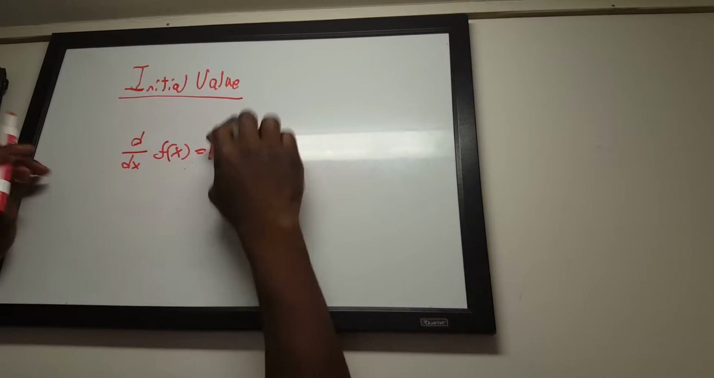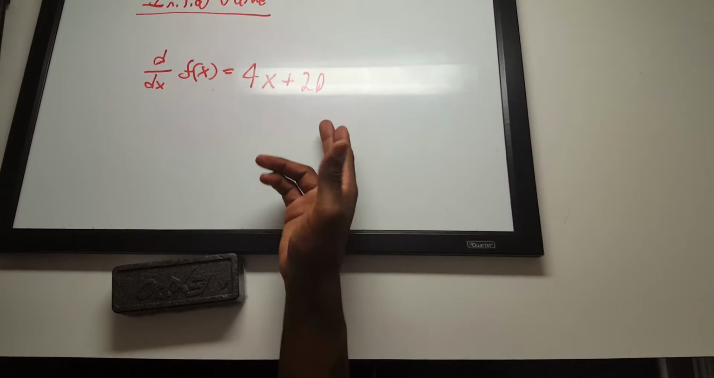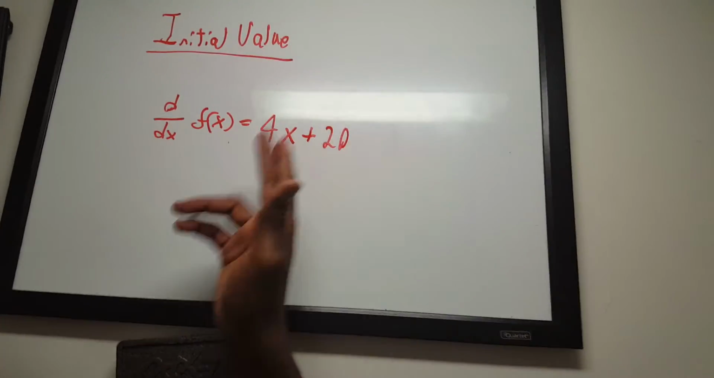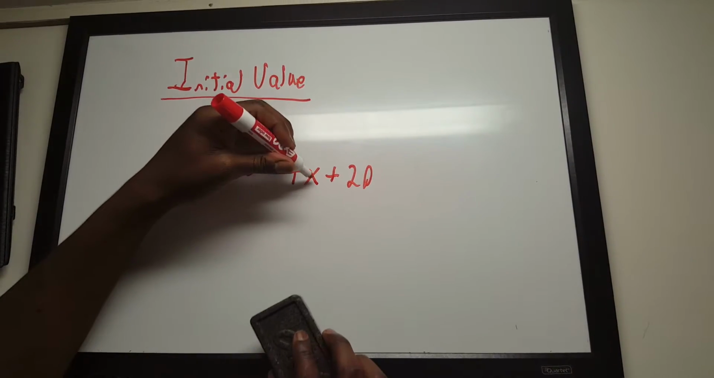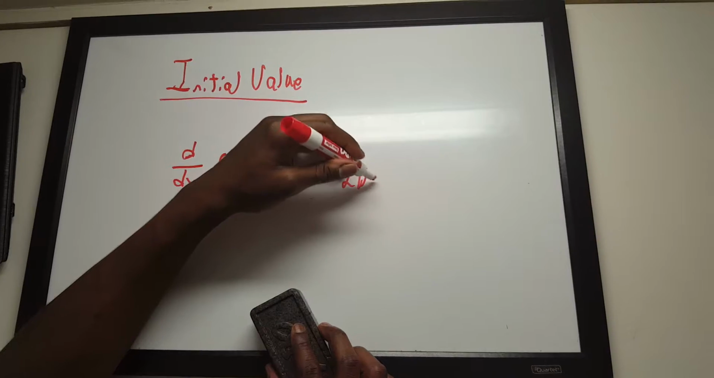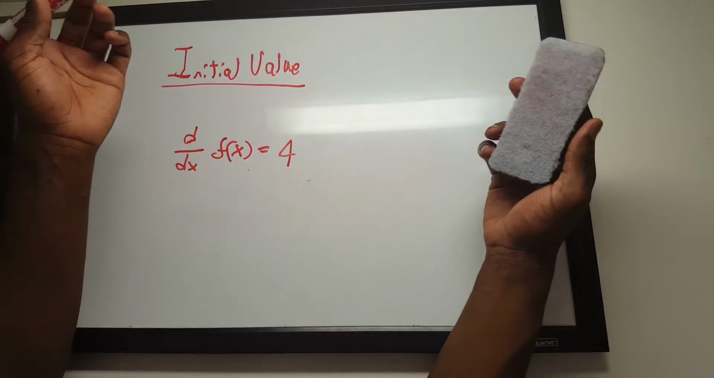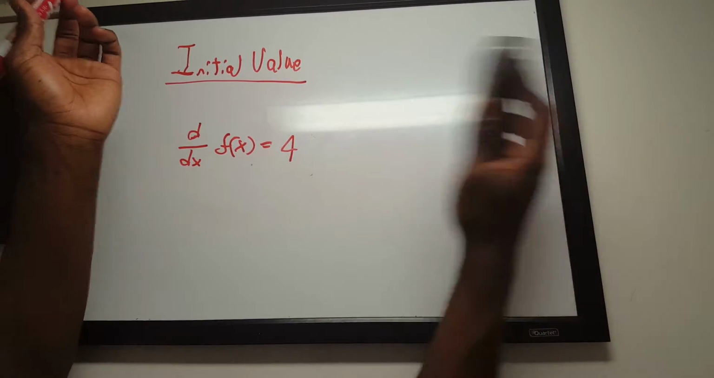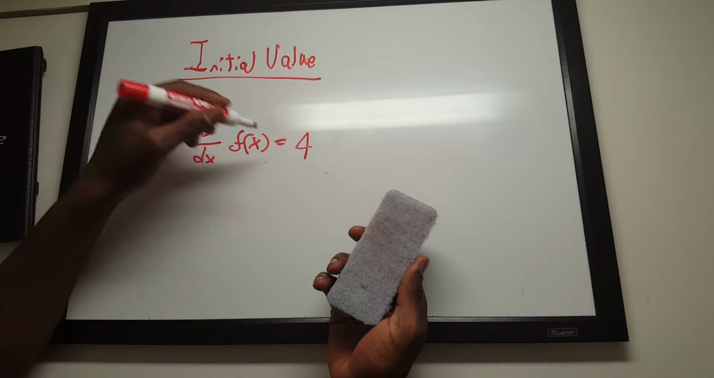Now, say we have the derivative of 4x plus 20. We're going to do the same thing. We multiply by the power and then decrease the power by 1. So we multiply by 1, that just gives you 4. You take away the x. And then the 20 is just going to go away, because you're decreasing the power, but it already didn't have a power. So now you just have 4. And that's the derivative of 4x plus 20.